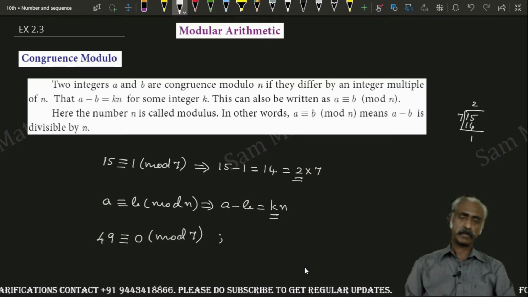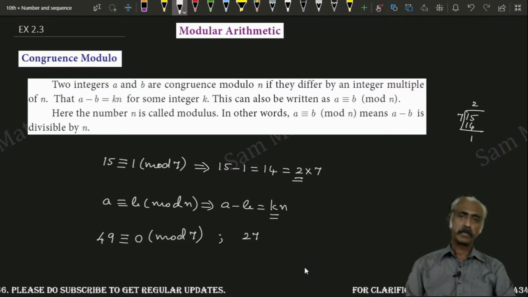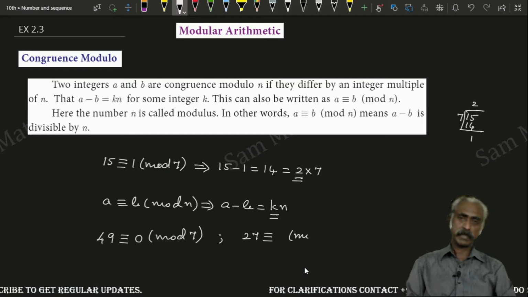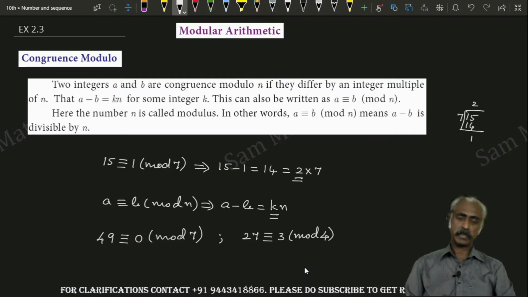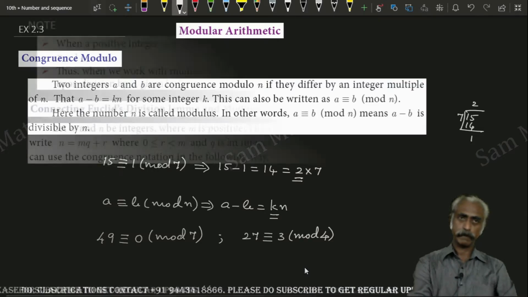One more example. Suppose I am taking 27 congruent to, suppose I am taking its mod 4. You divide 27 by 4. The remainder is 3. So this is the required answer.